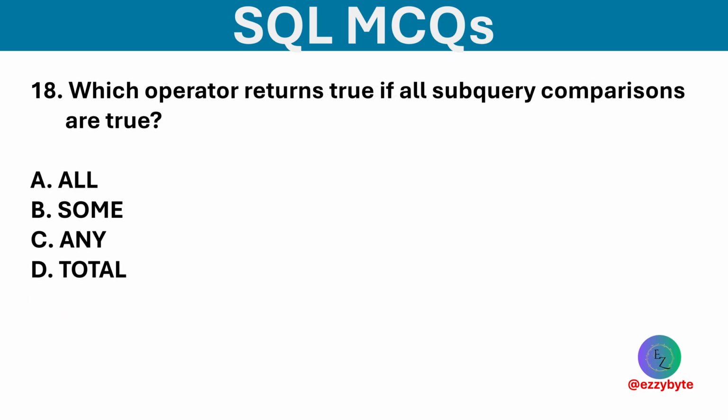Which operator returns true if all subquery comparisons are true? Options are all, some, any, and total. Option A is correct. All compares a value to every value returned by a subquery.